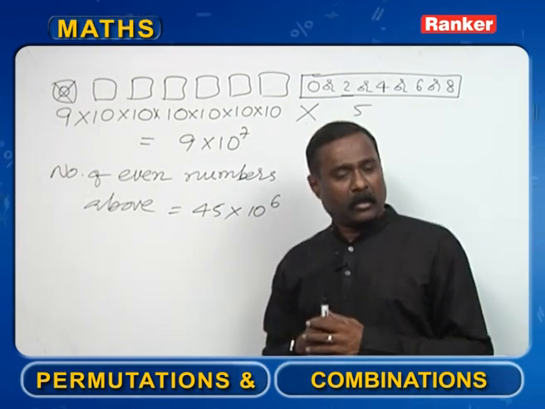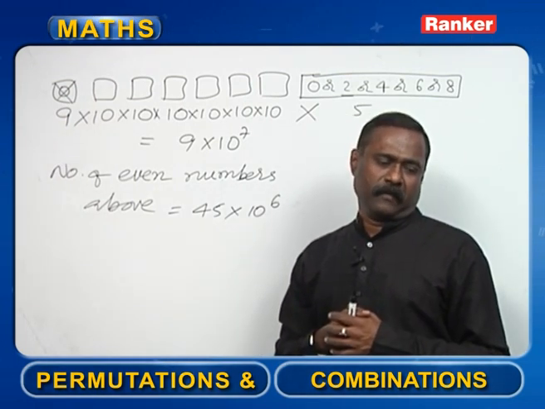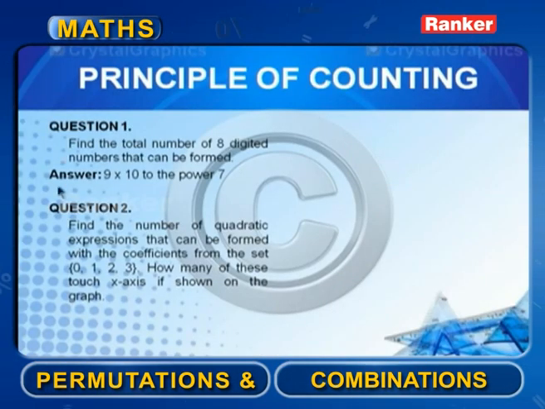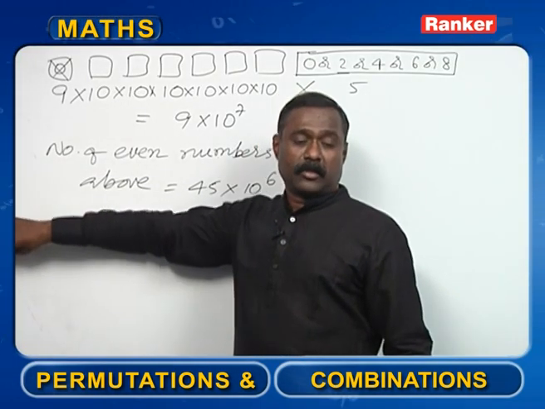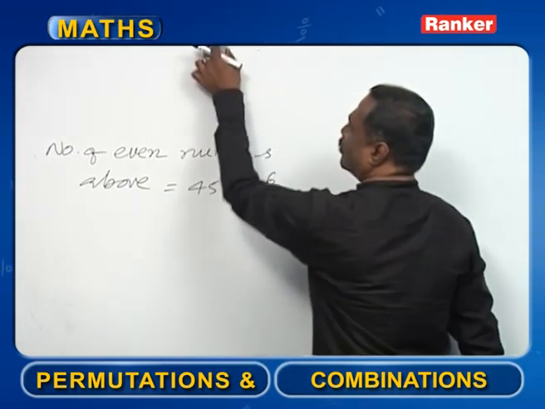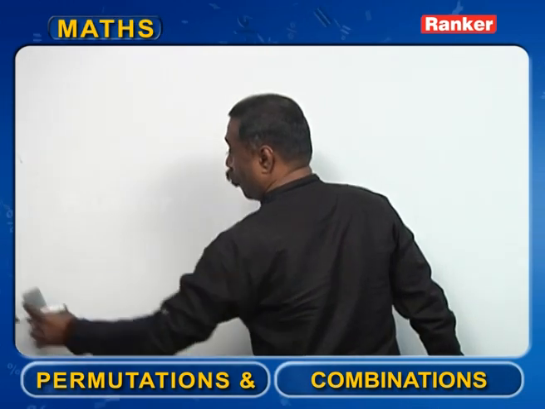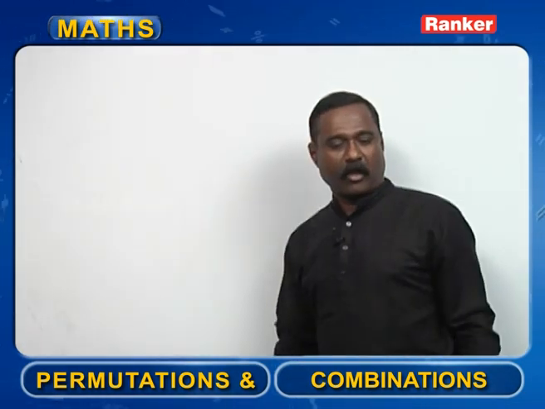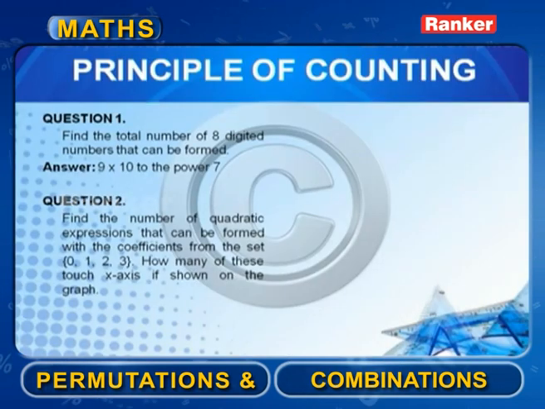Okay, so coming to the next question. Find the number of quadratic expressions that can be formed with the coefficients from the set 0, 1, 2, 3. How many of these touch the x-axis if shown on the graph? So this is a very simple question, but before that, you must have some algebraic knowledge. What is the question there? Find the number of quadratic expressions.